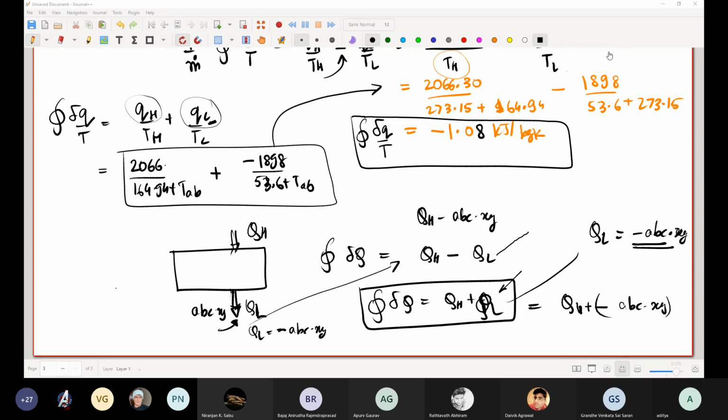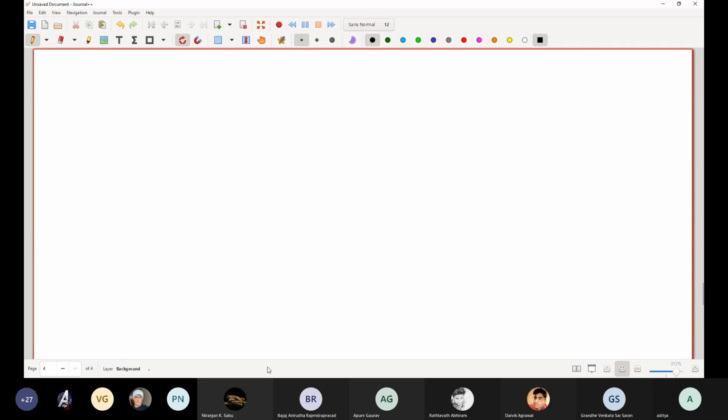Okay, we're back. So let's proceed. So now we will finally define entropy. So far what we have seen is that for a reversible cycle, the closed integral of del Q by T is equal to 0.